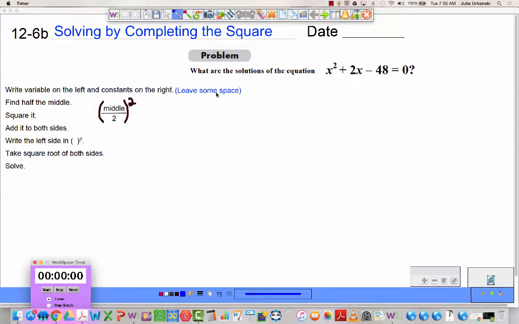Completing the square, or solve by taking the square root, doing something with the square instead of factoring.